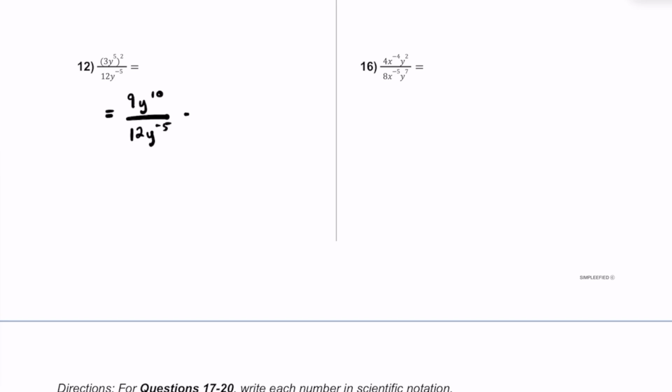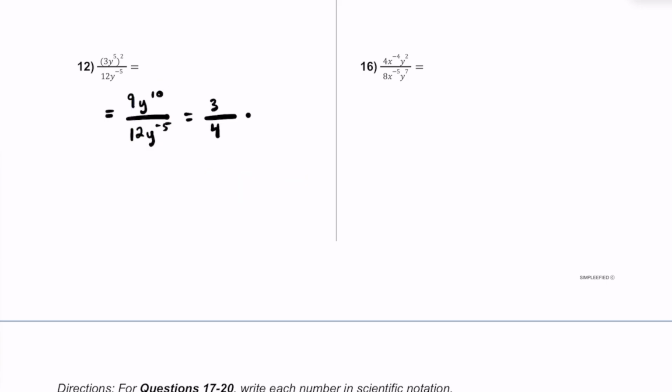Okay. Now, let's go ahead and just simplify the fractional part. So if we look at 9 and 12, they can both be divisible by 3. That's the greatest common factor. So I think that's going to be 3 over 4 in terms of those numbers, those coefficients there. Now, for this y to the 10th power over y to the negative 5th power, you can go ahead and use that quotient property and subtract 10 minus this negative 5, which is really just going to be 10 plus 5, which is going to be 15.